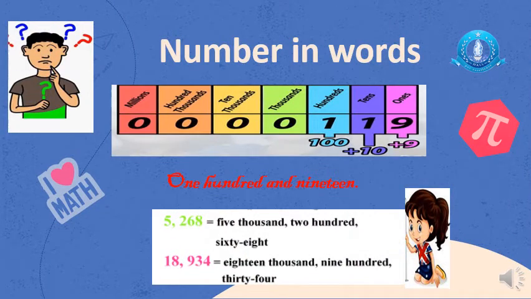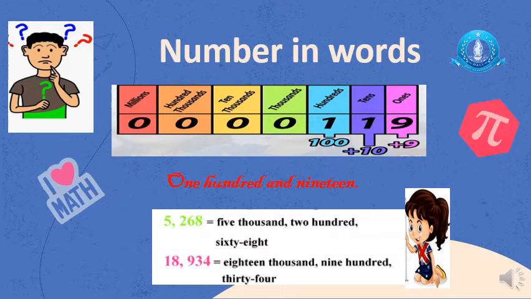Now let's see the way to write numbers using words. Actually we are giving names to the numbers. Look at the first example. On the place of ones, 9 is there. On the place of tens, 1 is there. On the place of 100, 1 is there. Now the number is 119. We will divide the number into parts. First part is 100, and the second part is 10 and 1 together, that is 19. So when we write in words, it will be one hundred nineteen.